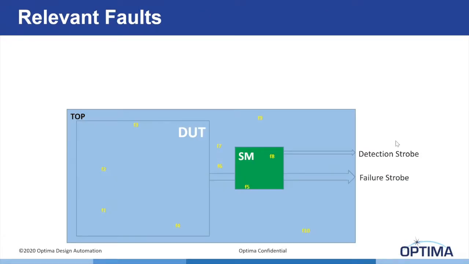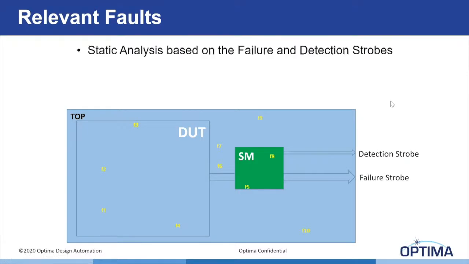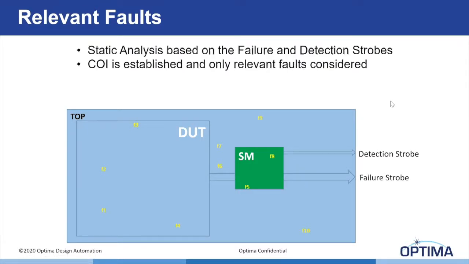What are the relevant faults? So just remember, we considered one SOC, which has a DUT and safety mechanism and different faults, having detection strobes and failure strobes identified, which we call a failure mode. So static analysis based on the failure and detection strobe should identify the COI, cone of influence, to be established and find out the relevant faults only.